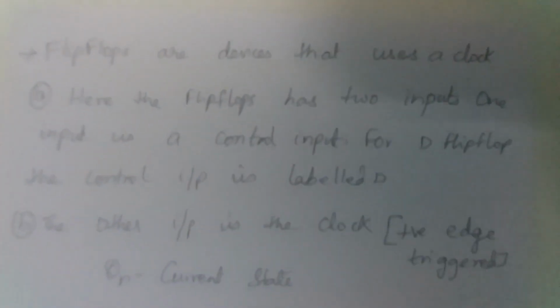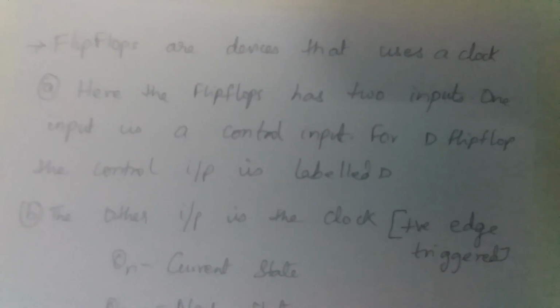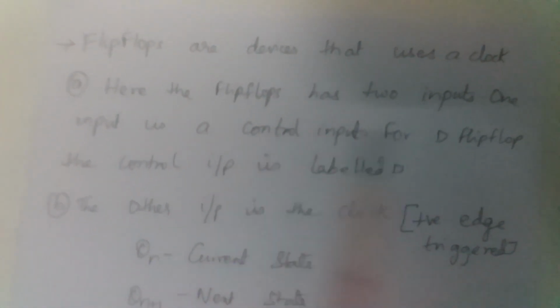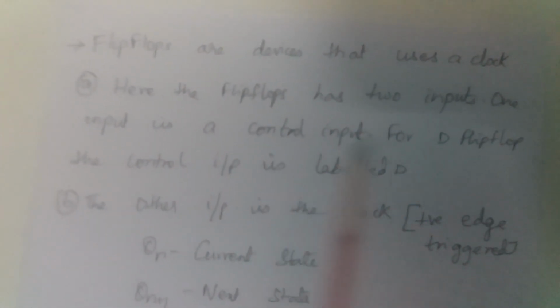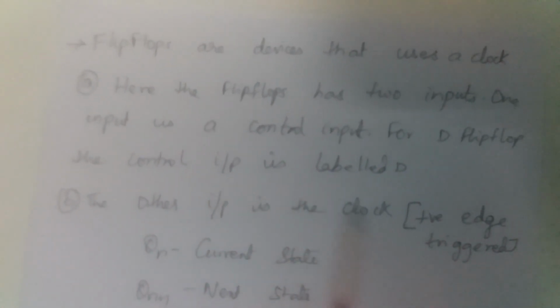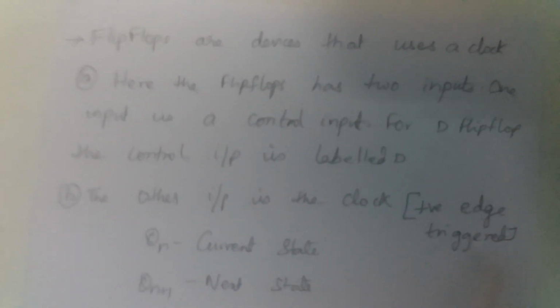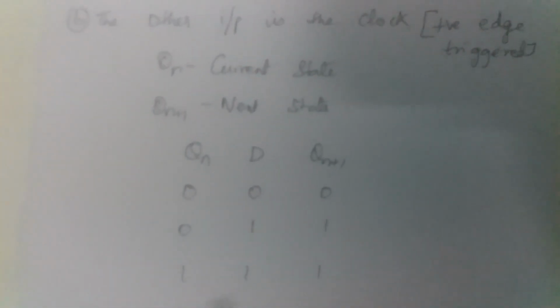So now let's have a look at some more properties of D flip-flop. Flip-flops are devices that use a clock. Here the flip-flop has two inputs. One input is a control input. For D flip-flop, the control input is labeled D. The other input is the clock, which is a positive edge triggered clock. And we have discussed the truth table anyway.